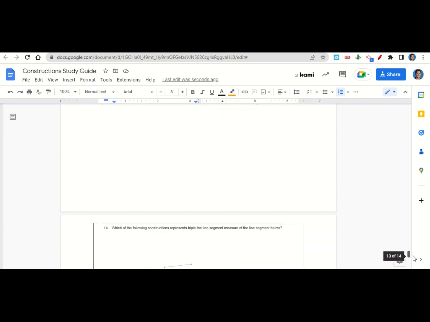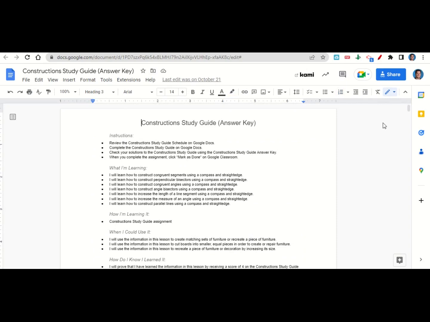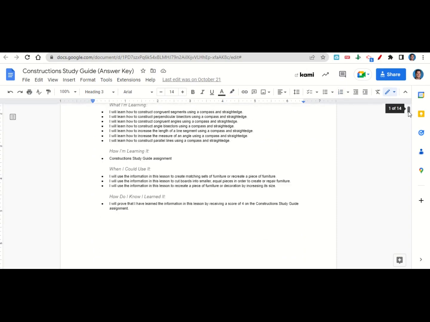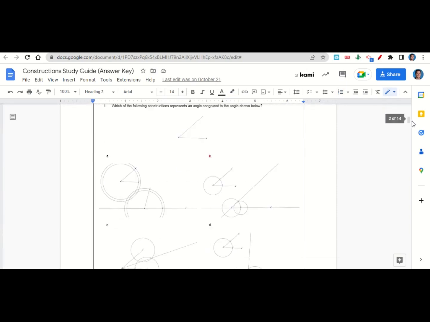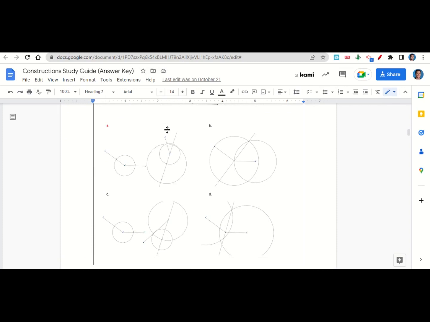Once you get to the end of the assignment, you're going to go ahead and go to the answer key. This will allow you to check your work. So like the first question, we said the answer was B, and we can see that that is correct. And the second one, we said our answer was A. We can see that that is correct as well. So you can use the answer key to check your work.